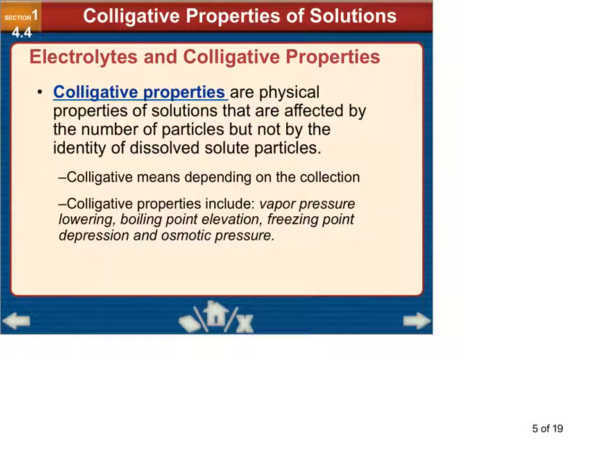Here's our definition for colligative properties: physical properties of solutions that are affected by the number of particles, but not by the identity of dissolved solute particles. Colligative means depending on the collection. Some of our colligative properties are vapor pressure lowering, boiling point elevation, freezing point depression, and osmotic pressure.